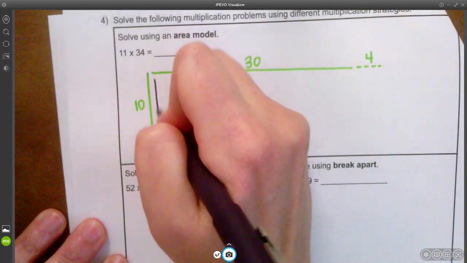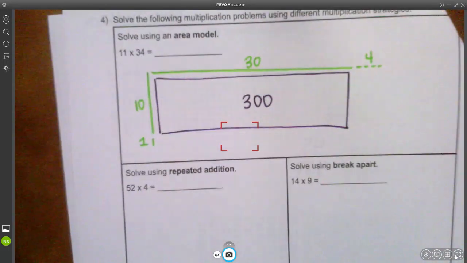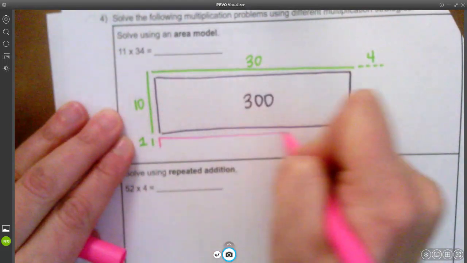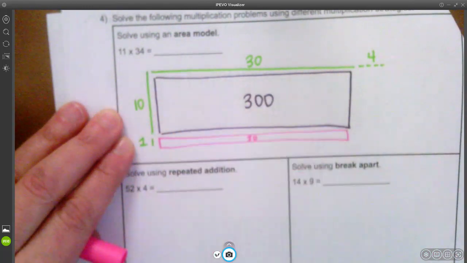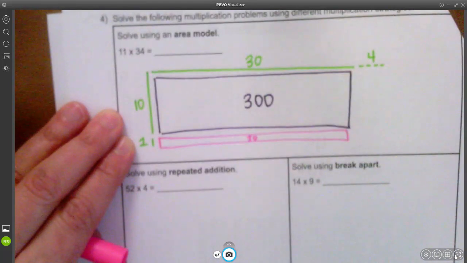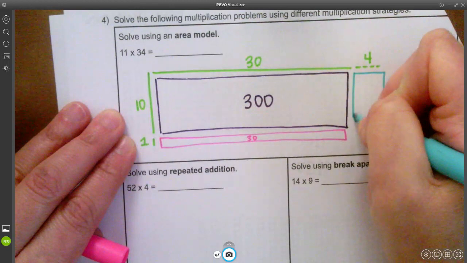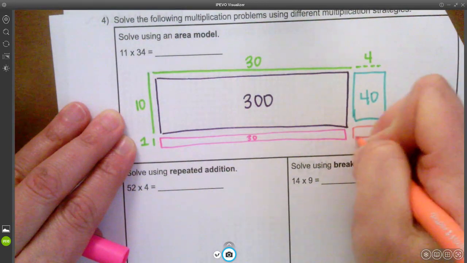All right, this first big section, 10 times 30 is 300. And 1 times 30 is 30. Gotta sneak that 30 in. 10 times 4 is 40. And the final corner, 1 times 4 is 4.